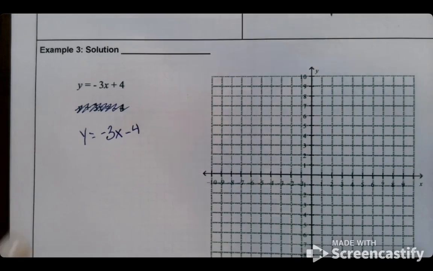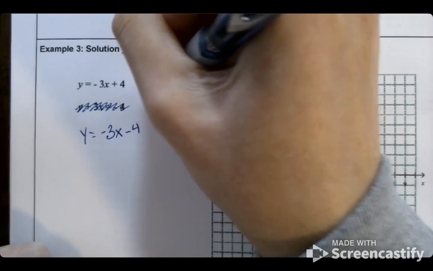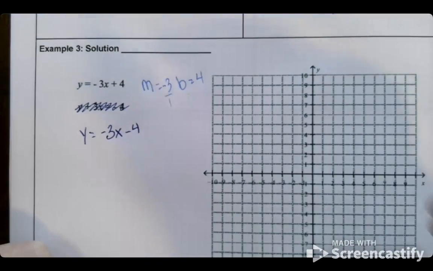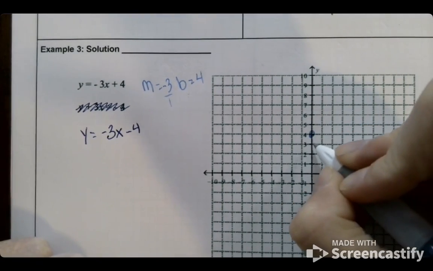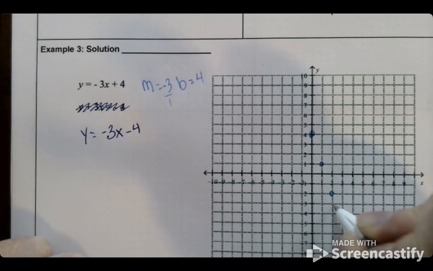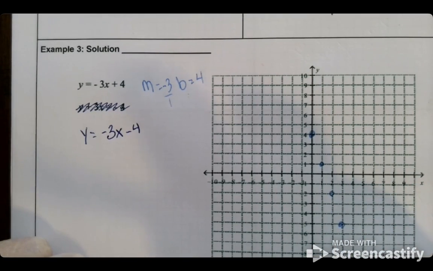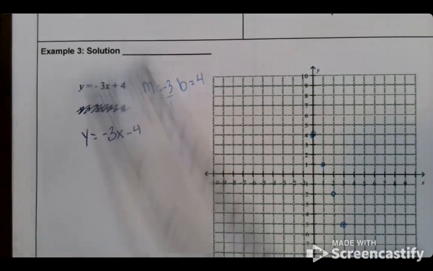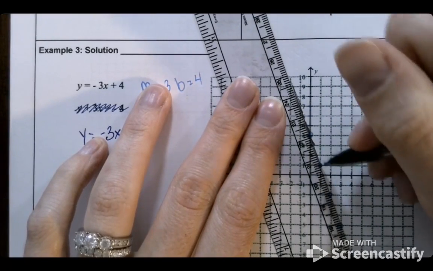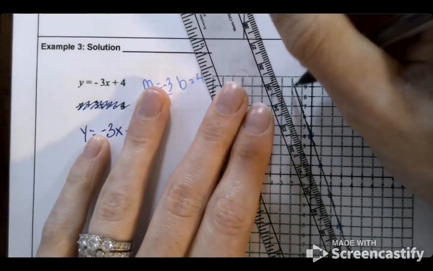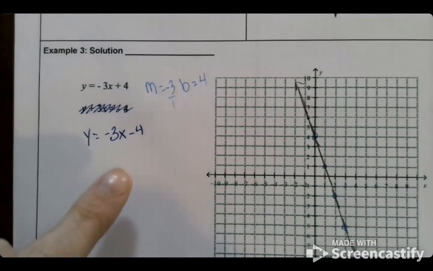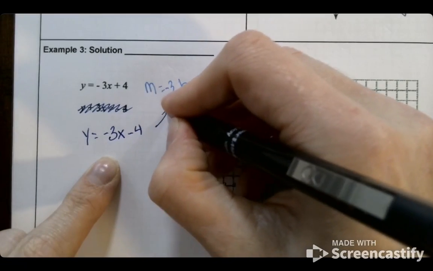So if I pick out M and B, -3, +4, put that over 1. So I plot 4. I go down 3 and over 1. Down 3 and over 1. And I just continue that pattern until I can't go anymore. And some of you are probably already realizing, like, wait, Ms. Sherman, that's the same exact thing, right? Like, these are going to be the same thing.